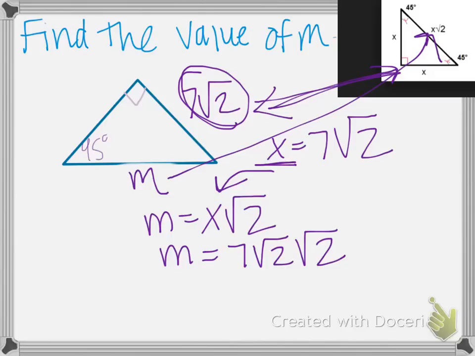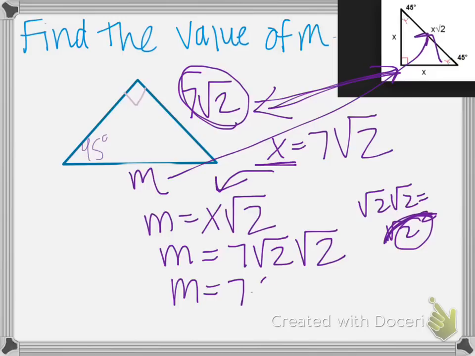Now, the square root of 2 times the square root of 2 is the same thing as the square root of 2 squared, right? So again, you just cancel these out, and all we're left with is 2. So m equals 7 times 2. And multiplying that together, we have m equals 14.